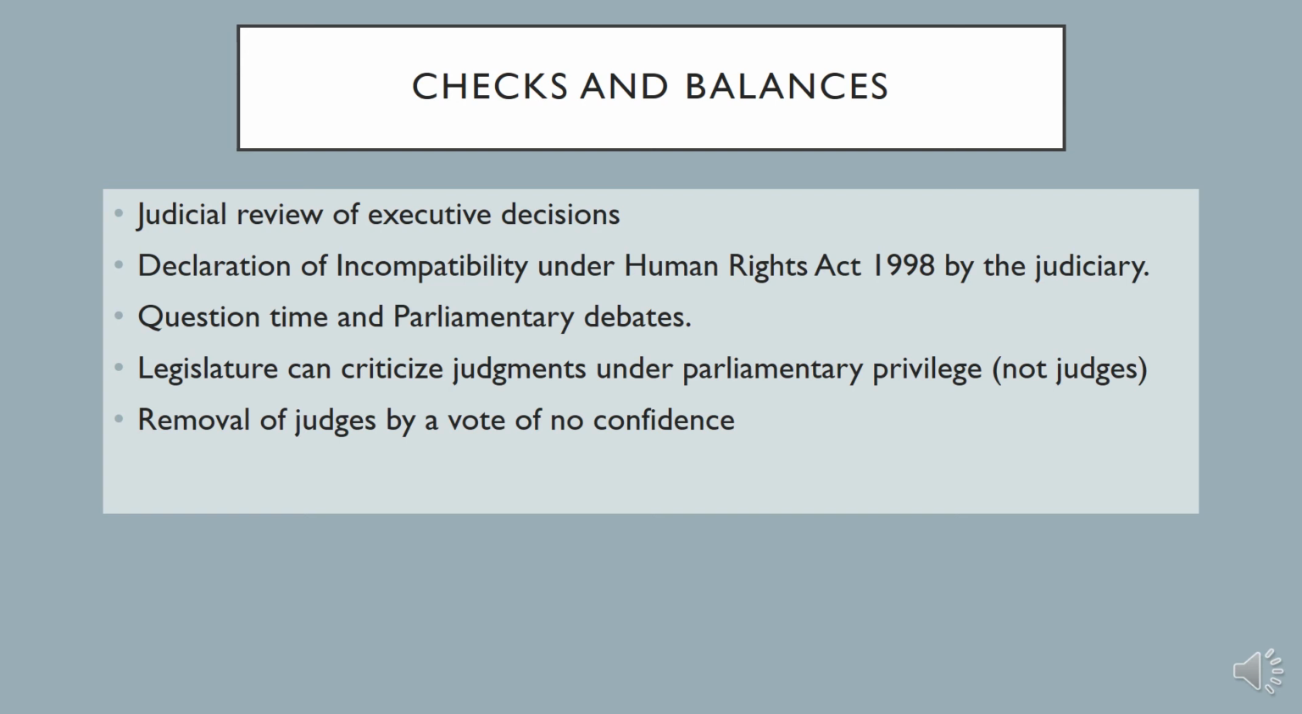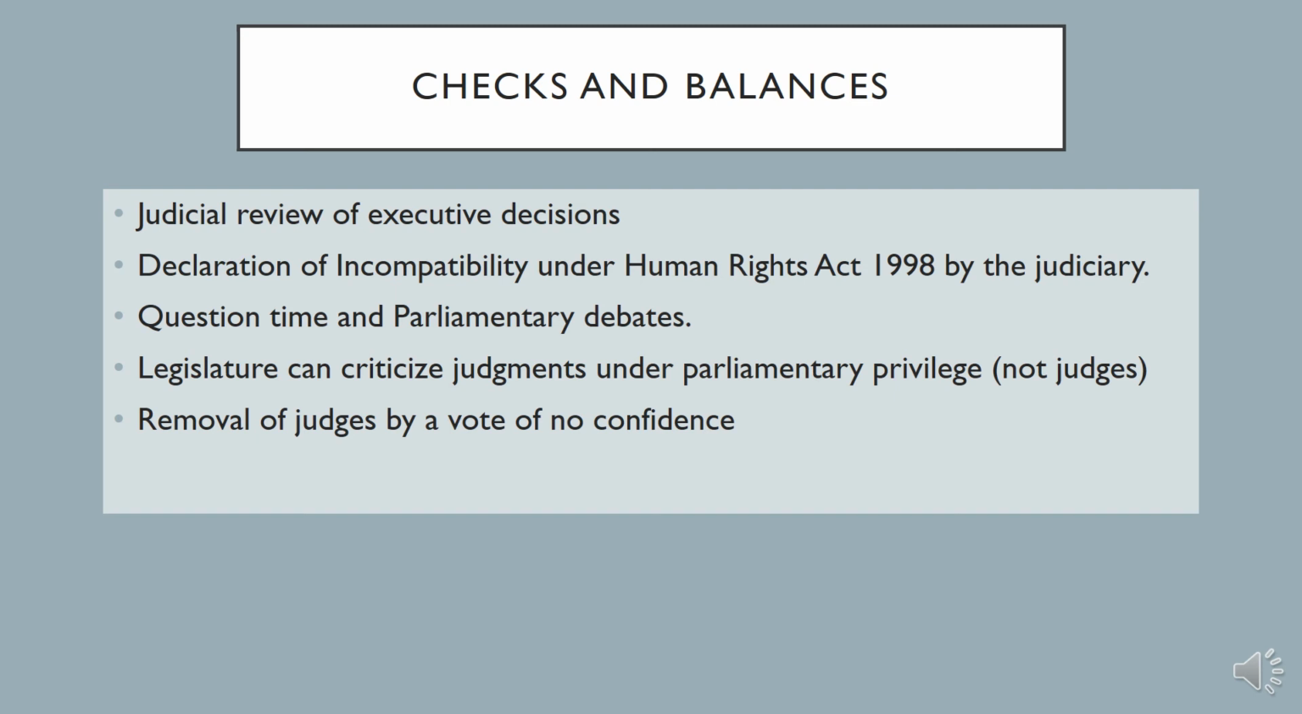Also, the Declaration of Incompatibility under Human Rights Act 1998 by the judiciary allows the judiciary to exercise checks and balances over the executive decisions and the acts of parliament. However, the executive is not bound by such a declaration. They may take it into consideration when passing an act of parliament.